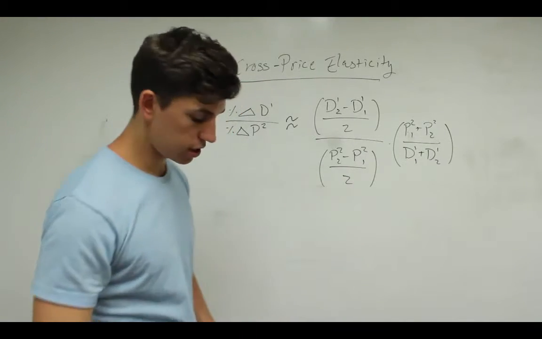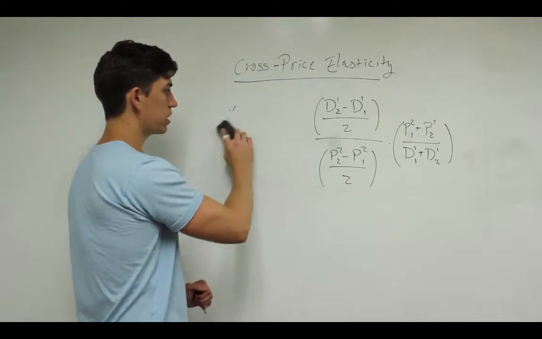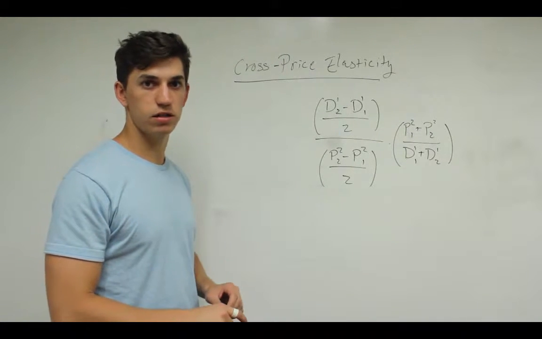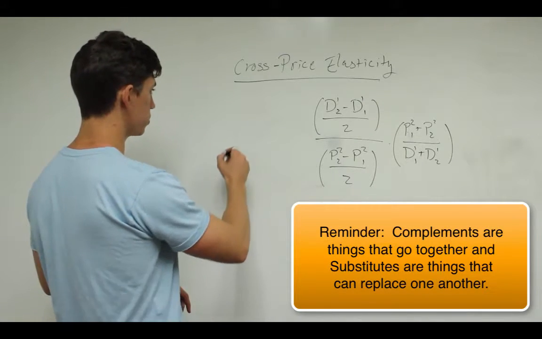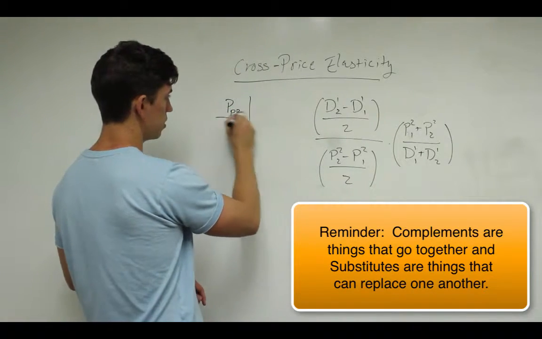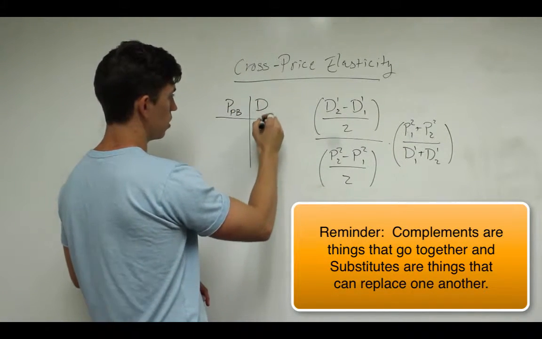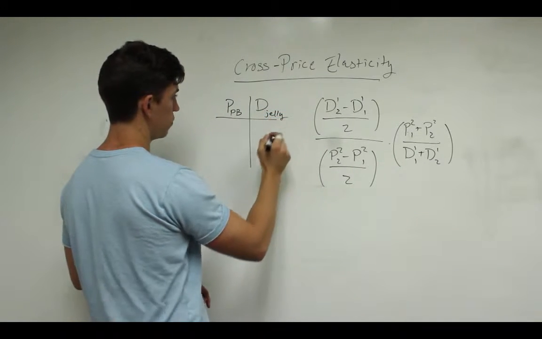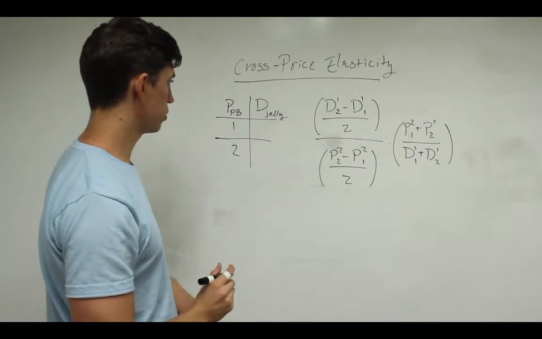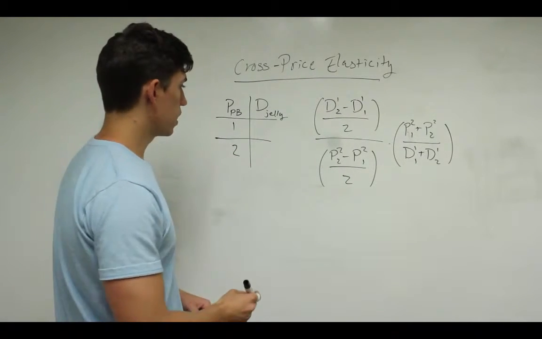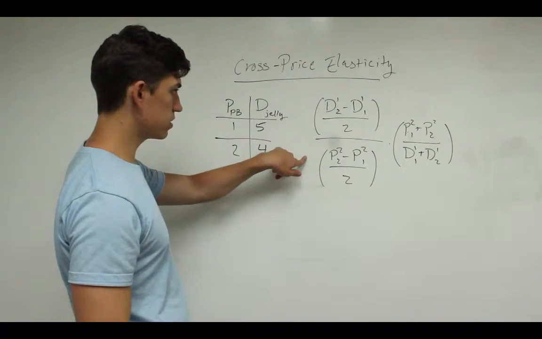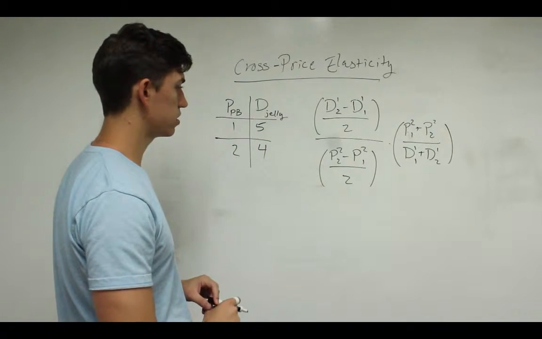Okay, so I'm going to give 2 examples here. One with peanut butter and jelly, which are complements, and then another with Coke and Pepsi, which we assume to be substitutes. So the first thing I'm going to do is get prices for peanut butter, and then let's look at demand for jelly. Let's say that the price of peanut butter goes up from 1 to 2, and let's say that then the result, because the price of peanut butter has gone up, is that the demand for jelly goes down from 5 to 4. And let's use this formula to calculate what the cross-price elasticity then is.